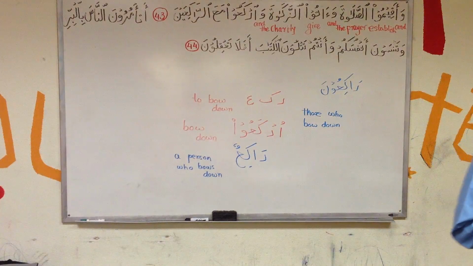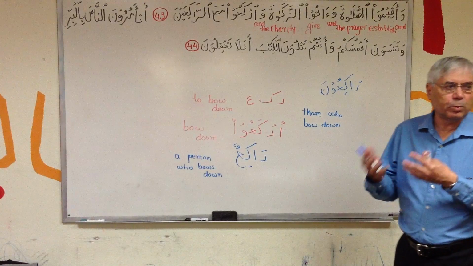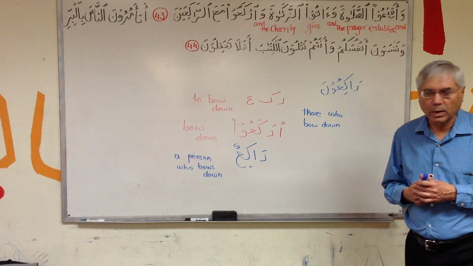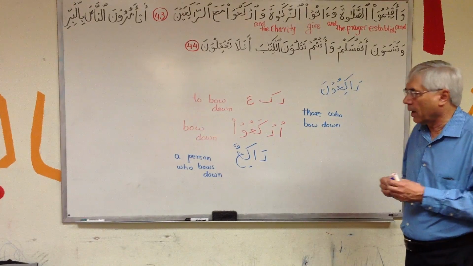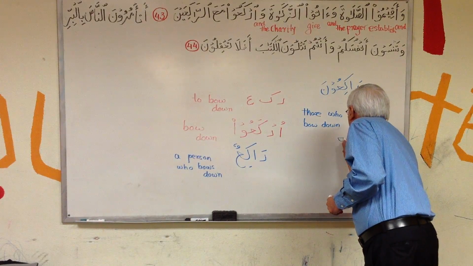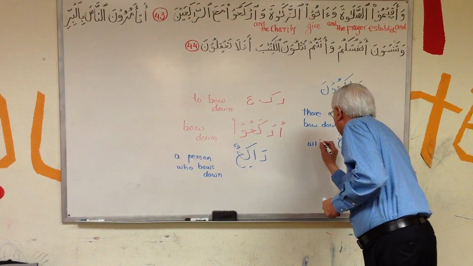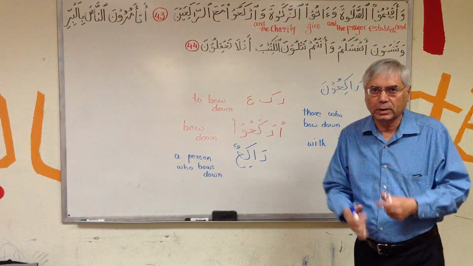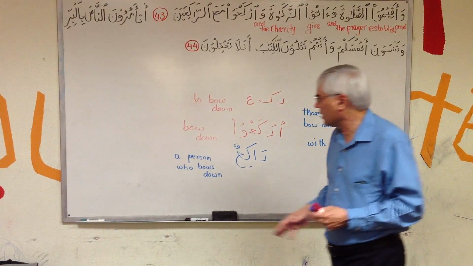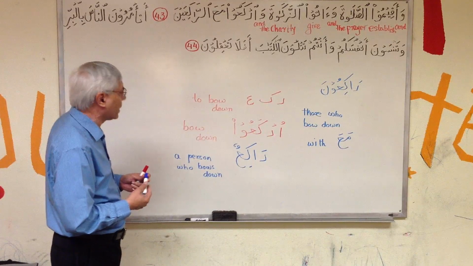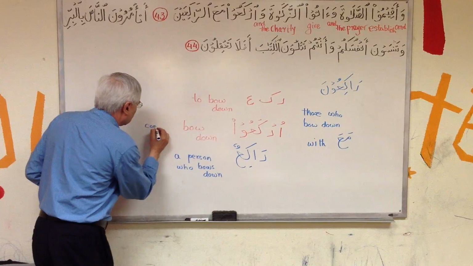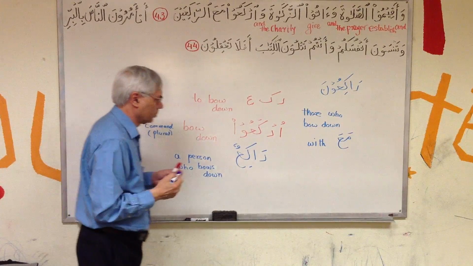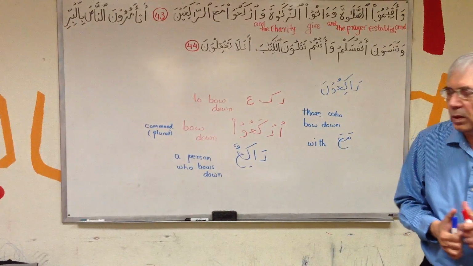Rakiun is a single, one person, and Rakiuna is the plural. And ma'a means with, along with. So this warkau or urkau is a command. It is a plural.